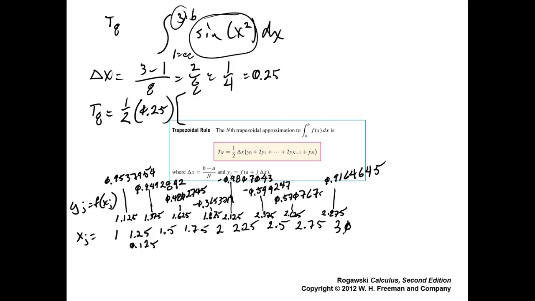0.9537954 plus 0.9492892 plus 0.482745 minus 0.3653719, I think it is, minus 0.9807043, minus 0.599247, plus 0.570767, plus 0.9164645. Put an equal sign, you add all those together and multiply it by 0.25.